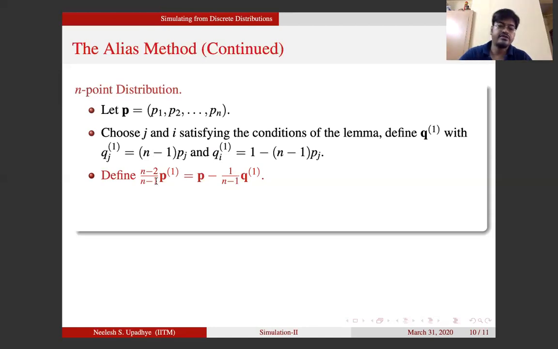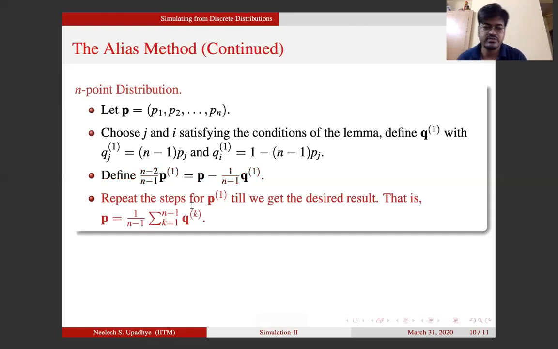Okay. After doing this, you continue the same step. So now, because we have started with an n-point distribution, you will get an (n minus 1)-point distribution. In that case, your scaling factor will be n minus 2. That scaling factor appears here. So continue this process until you get everything in terms of 2 points. Repeat the process to get the desired result, that is P is equal to 1 upon (n minus 1) times the summation over k equal to 1 to n minus 1 of Qk. This is the desired result that you want. All these steps are done theoretically. So I have this method.